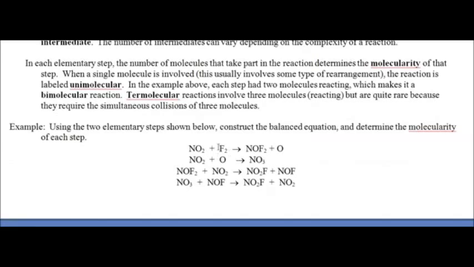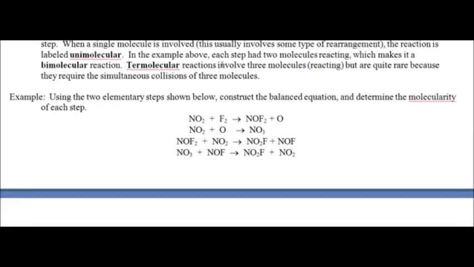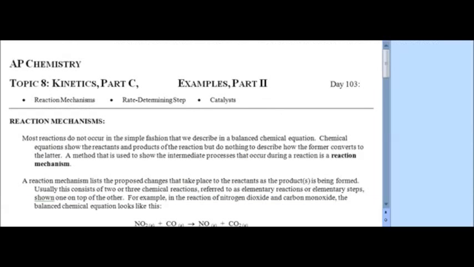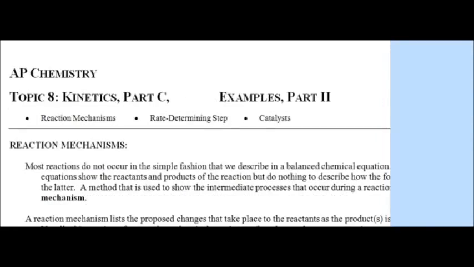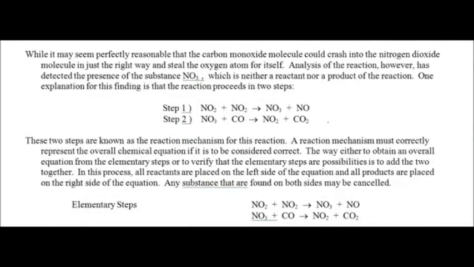Let's do an example problem here. The example says, using the 2 elementary steps shown below, construct the balanced equation to determine, actually there's more than 2 steps here. There's actually 4 steps. So we're going to work out and find out which things can be canceled out and which things move on here. So we're going to get a balanced equation here. So I'm going to move this up just a little bit. Let's go ahead and go to this part. I'm going to draw on here. Whoops, I did not want to do that. Let's cancel that. Let's go back.